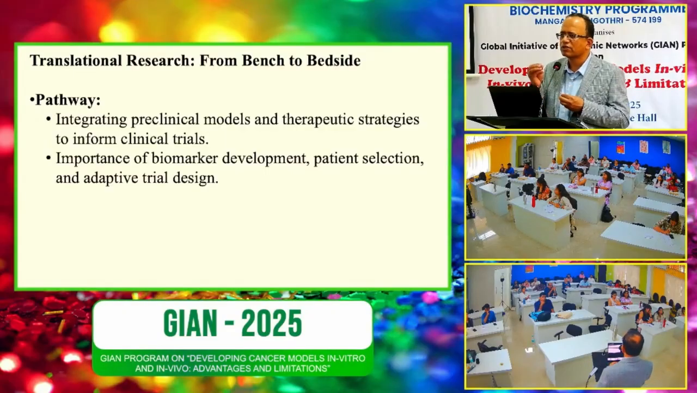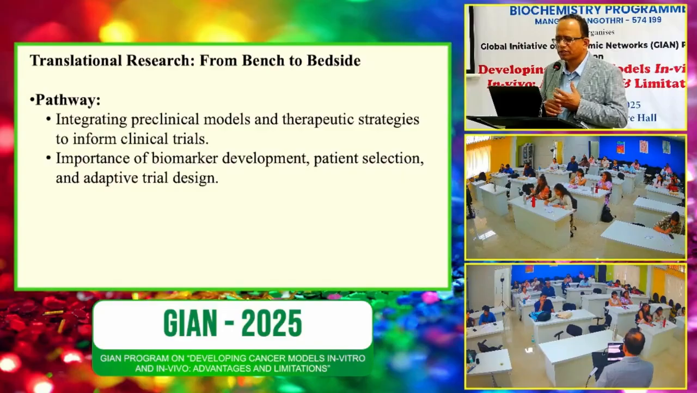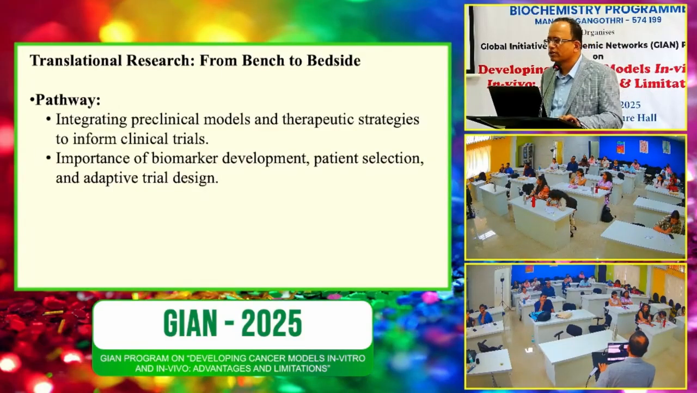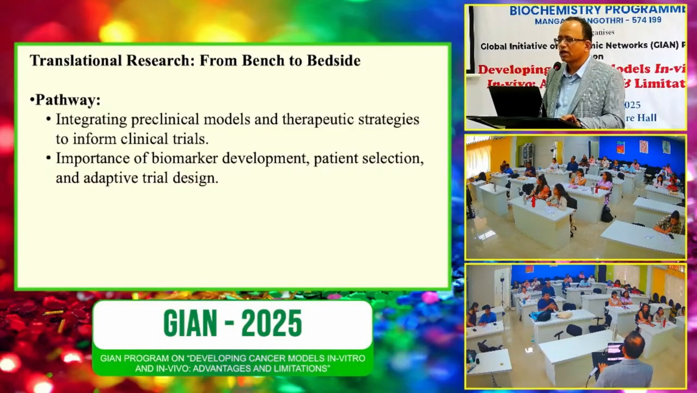So that will tell you what's going to happen in the clinical trial. Maybe it will work, maybe it will not, but at least the scientific logic has to be perfect. So the importance of biomarker development, patient selection, and adaptive trial design. These all go forward after the phase 1 trial, and further up when you go to phase 2 and phase 3. These all come in. Don't worry right now, but I think it's important to know all those phases.